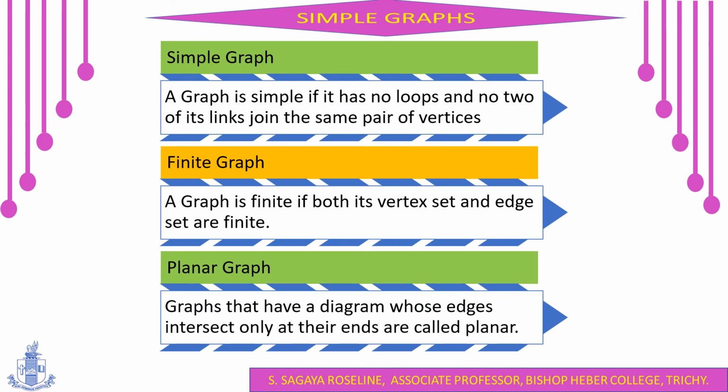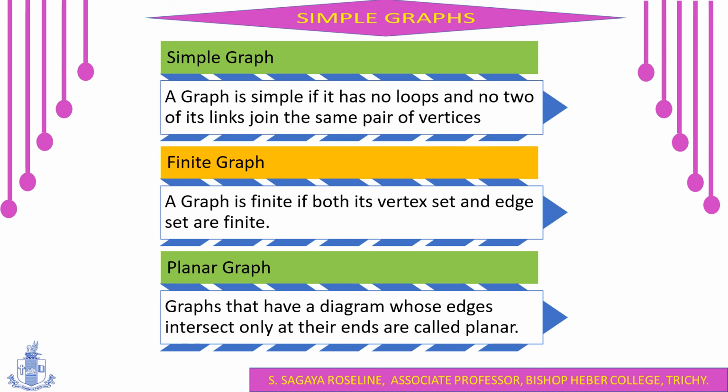Next, the simple graph. The name itself says it is simple. That means the graph has no loops, and no two of its links join the same pair of vertices, that means no parallel edges. Then we can call that type of graph a simple graph. Coming to the finite graph, the name itself says finite. Therefore, both the vertex set and edge set must be finite. If it is finite, we can call that type of graph a finite graph.